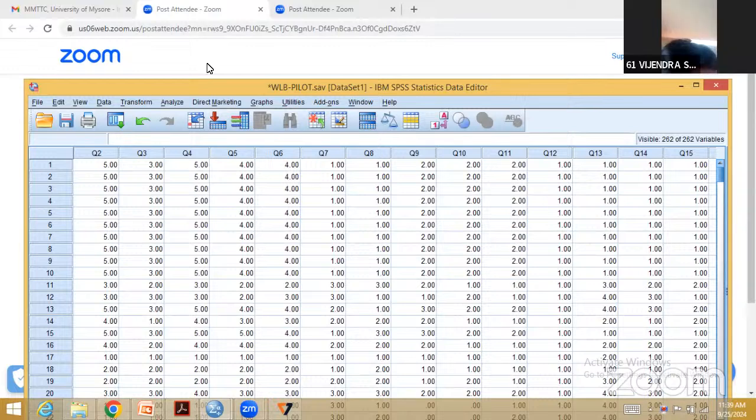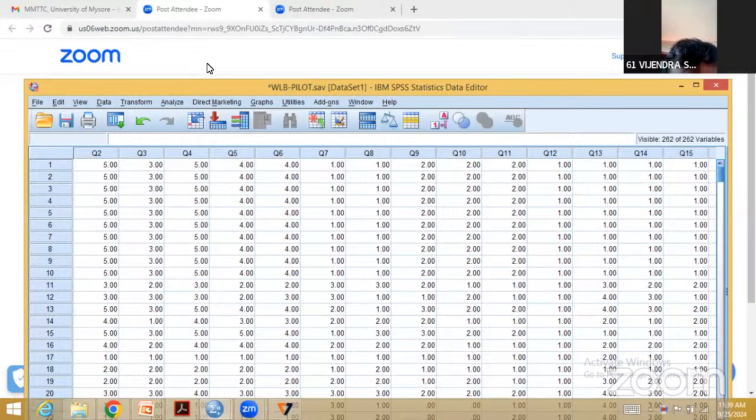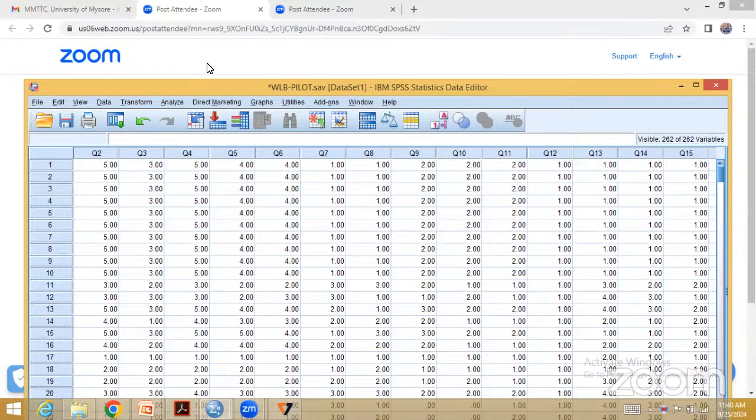Good morning, sir. Sir, this is Vijendra from Government First Grade College, Hebri, Karnataka. Okay, tell me. Sir, in statistics, we say we reject the null hypothesis or we fail to reject the null hypothesis. So we are not using the phrase that we are accepting the null hypothesis.